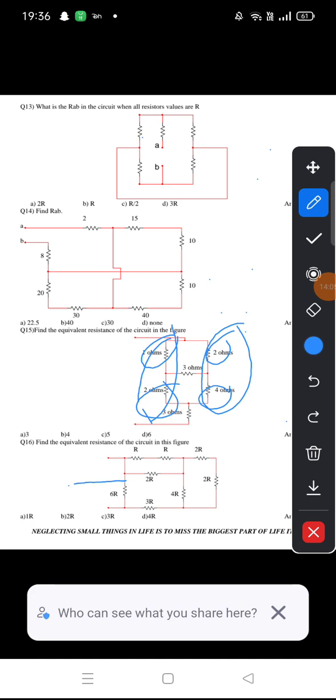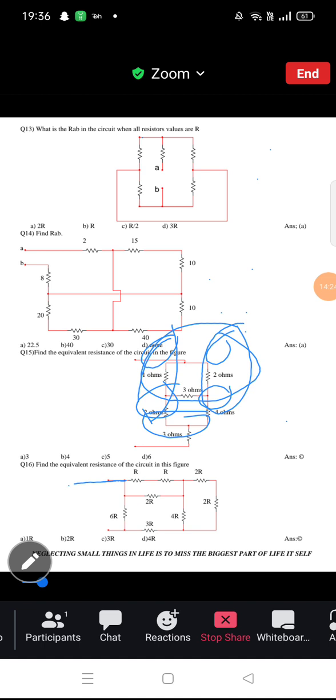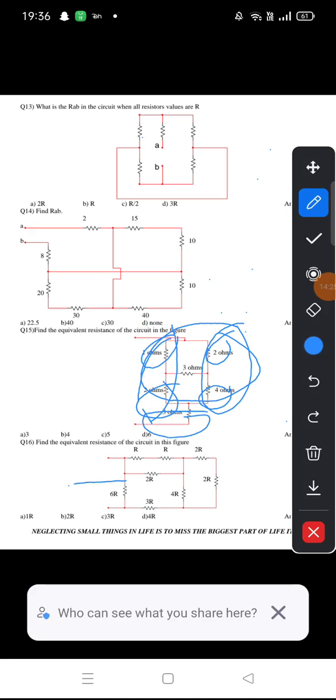That gives 6 ohm. Now this resultant 3 ohm in parallel with 6 ohm: 3 into 6 by 3 plus 6, you will get 2 ohm, right? This resultant 2 ohm is in series with the 3 ohm right here. Then the answer is 5 ohm. Clear? Next, last problem.